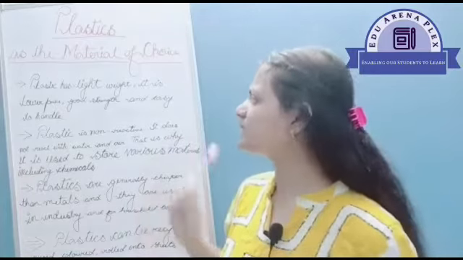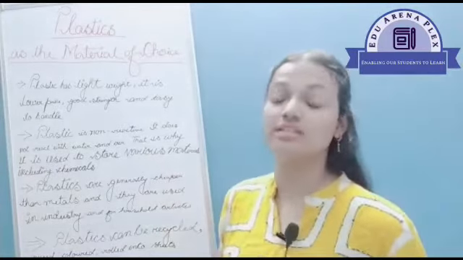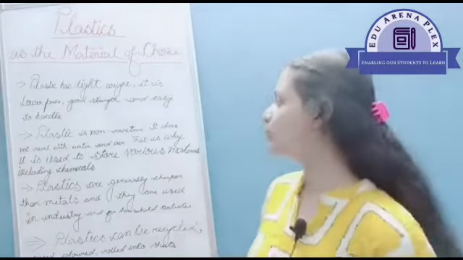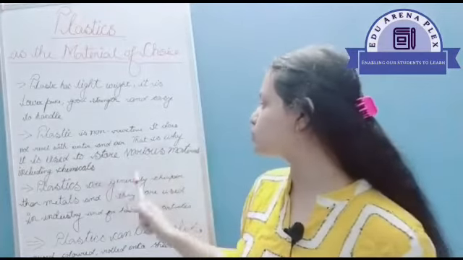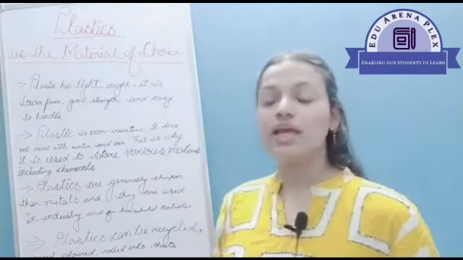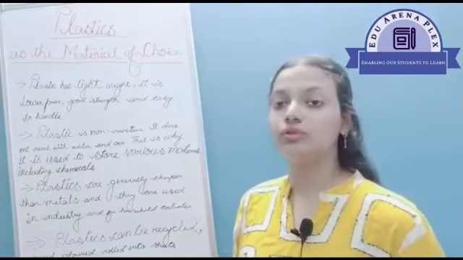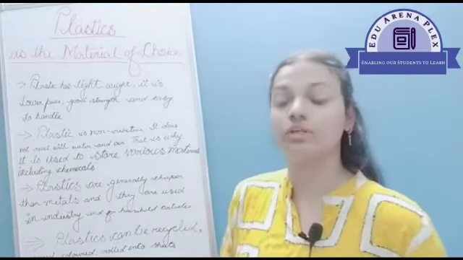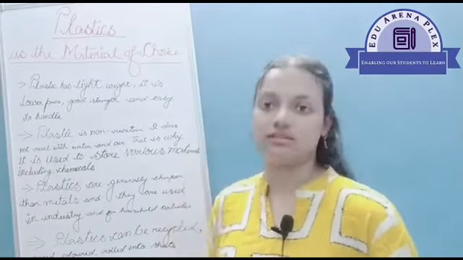Next, plastic is non-reactive. It does not react with air and water. That is why it is used to store various materials, including chemicals. As it is non-reactive, we use plastic to keep many materials, whether food items or even chemicals. Chemicals are also sometimes kept in plastic containers.